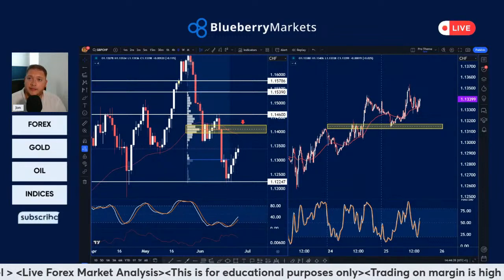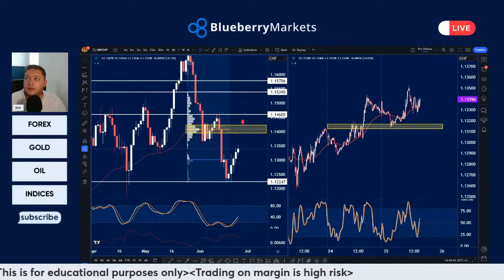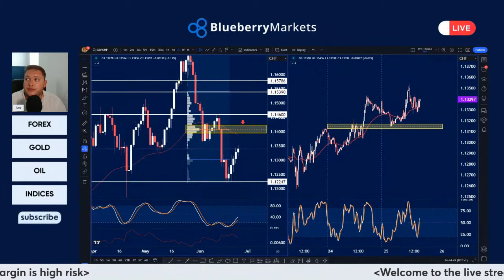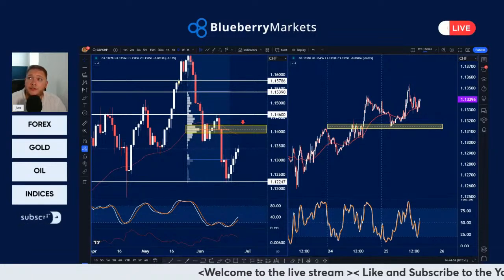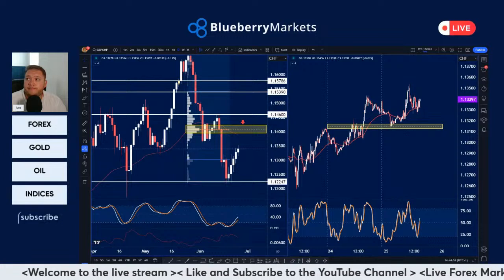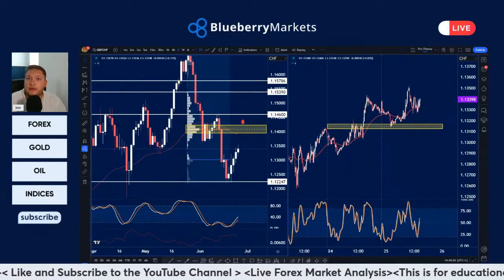So I'm nearly flat now, actually. I've only got a Kiwi CAD short on at the minute, which I'm looking at sort of first targets at 83.30s. We're about 12 pips away from that at the moment, plus minus spread. So, yeah, we'll see if that can continue down.